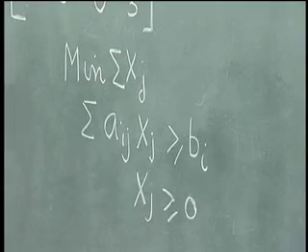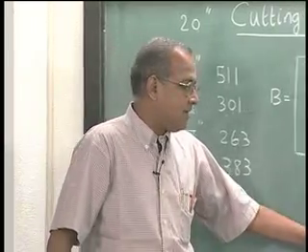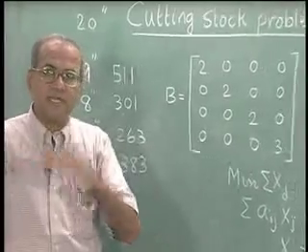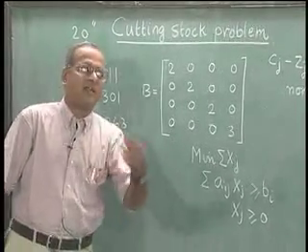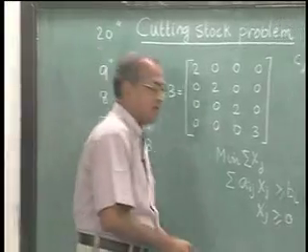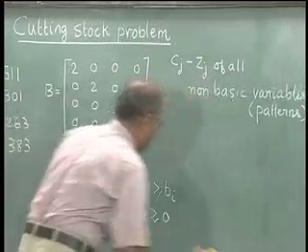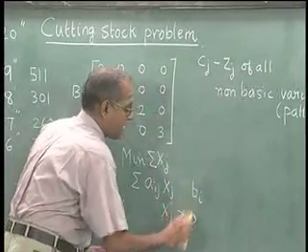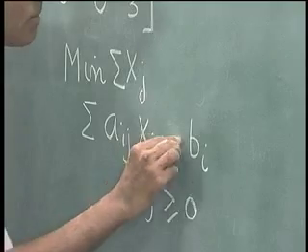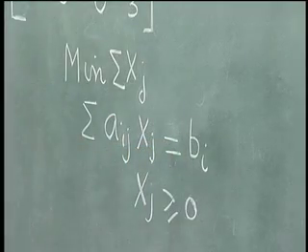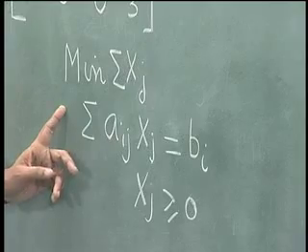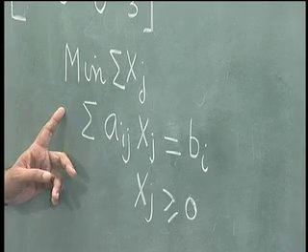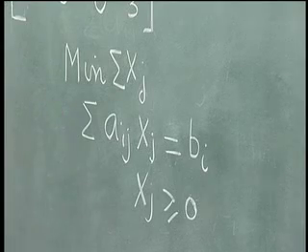We have already seen that by considering a large exhaustive set of patterns where the waste need not be less than 6, the inequality will now become an equation where we will say it is equal to bi. Now, in this particular example, there are 4 constraints. So, there are 4 equations. So, let us write the dual of this problem.